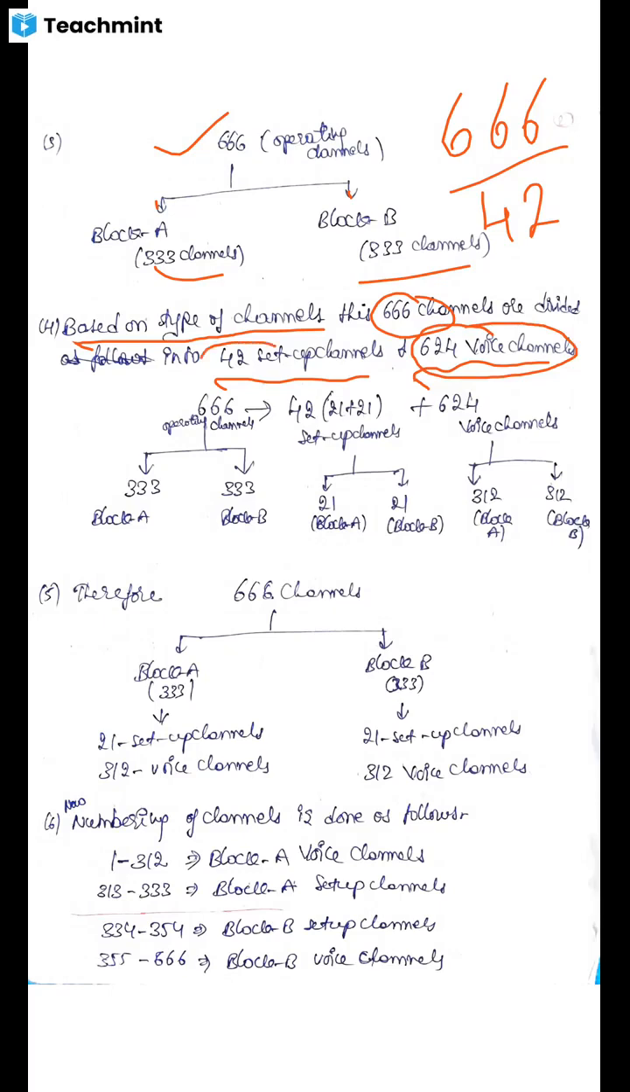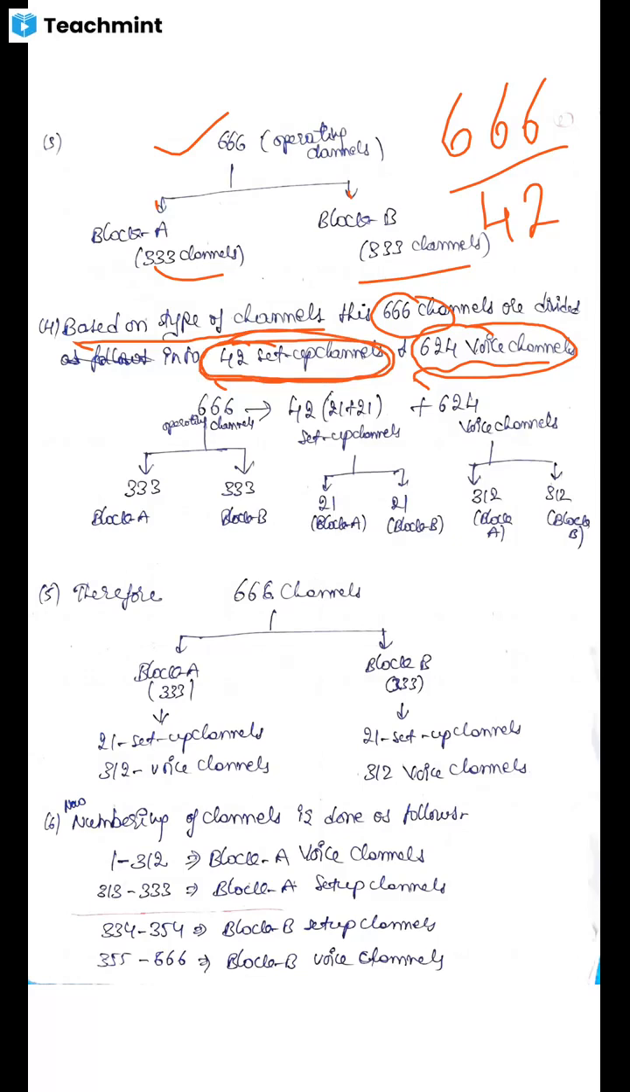What will the setup channels do? I had already told you. When a call is initiated, the setup channels scan for the voice channels which are idle, and the idle voice channels are allocated for the communication. This is the work done by the setup channels. So these 666 channels are divided into 42 setup channels and 624 voice channels.